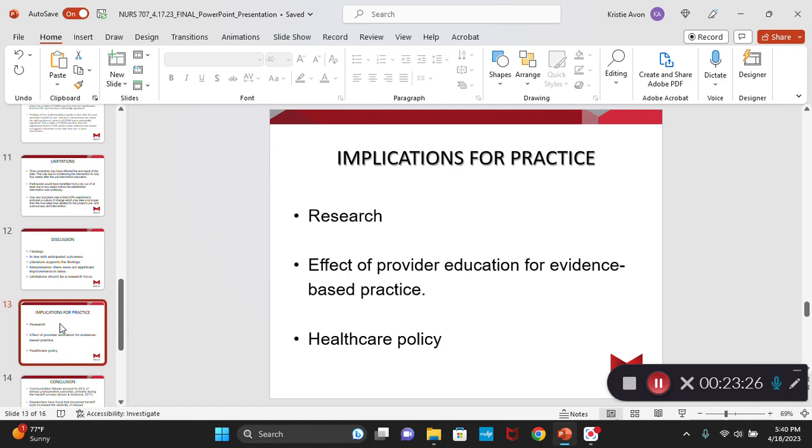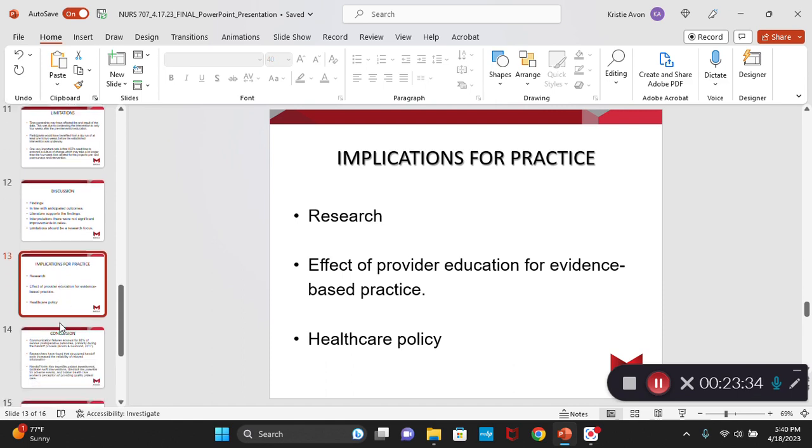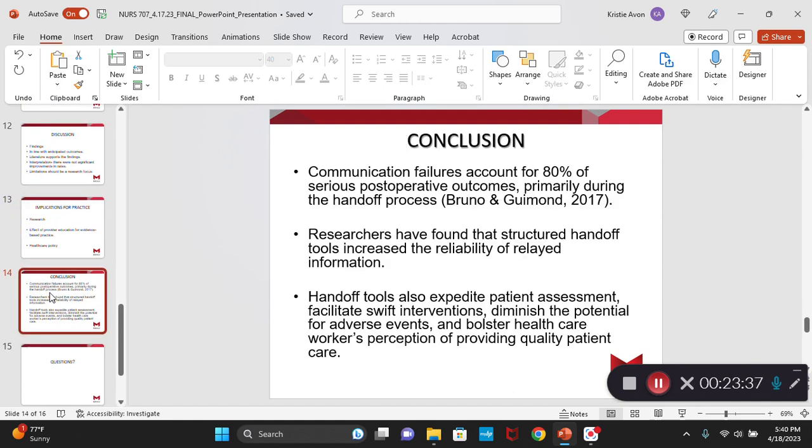A structured, standardized communication handoff tool is associated with increased communication and transfer of information. Conclusion. Again, I'll come back around to communication failures account for 80% of serious postoperative outcomes, primarily during the handoff process. Researchers have found that structured handoff tools increase the reliability of relayed information. Handoff tools also expedite patient assessment, facilitate swift interventions, diminish the potential for adverse events, and bolster healthcare workers' perception of providing quality patient care.